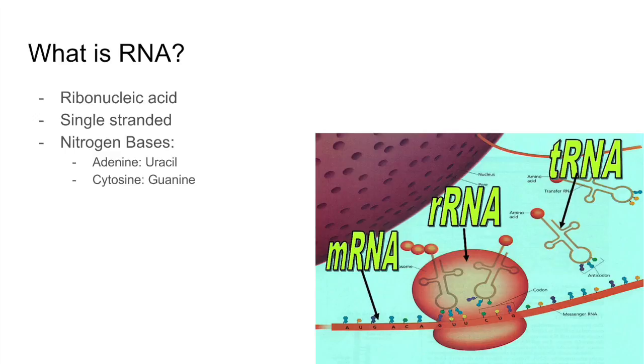They have an amino acid attached to one end, and on the other end is a series of specific nitrogenous bases that correspond to the mRNA called the anticodon. There are 20 different amino acids, and they all have one specific tRNA that corresponds to it.